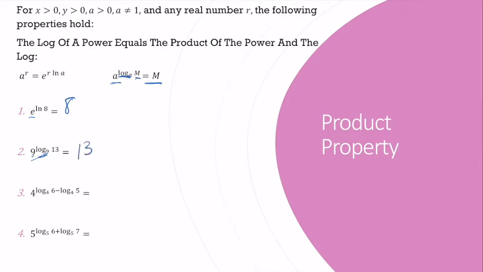If I have 4 to the log base 4 of 6 minus log base 4 of 5, I need to rewrite this as 4 to the log base 4 of 6/5, but that's still just going to give me 6/5. If I have 5 to the log base 5 of 6 plus log base 5 of 7, that becomes 5 to the log base 5 of 42, so my answer is going to be 42.